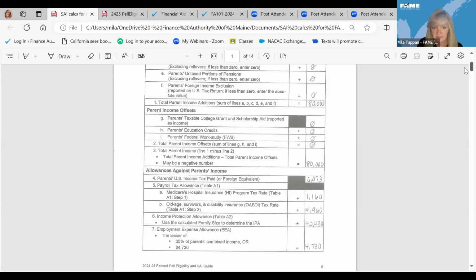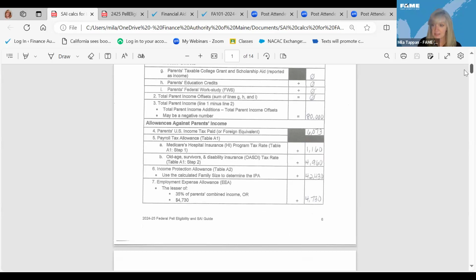Next, what we have are allowances against the parent income. So this is a big deal here. This is saying, okay, this family had $80,000 in income, but all $80,000 of that income is not available to them. Why is that the case? Well, first of all, they have to pay taxes. So it acknowledges that there are federal taxes that have to be paid.